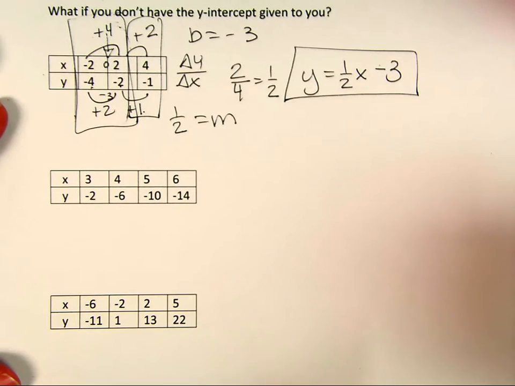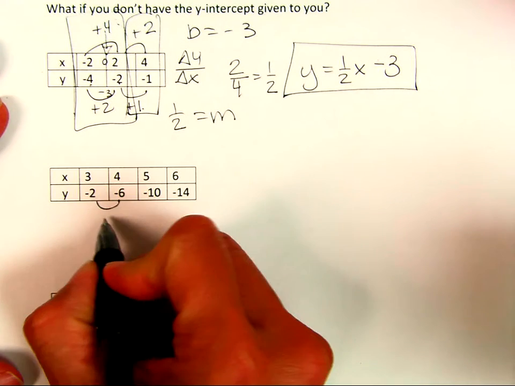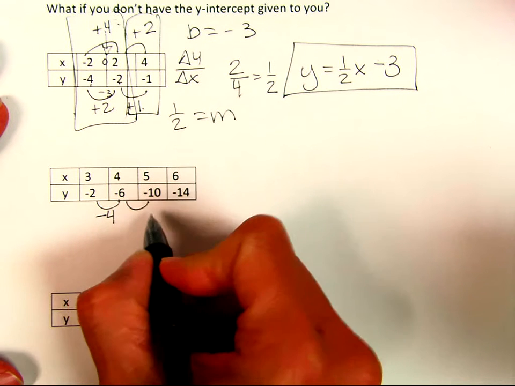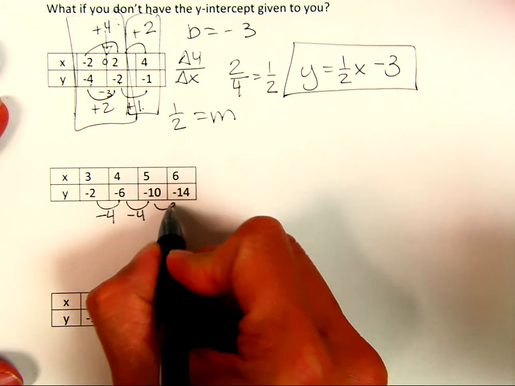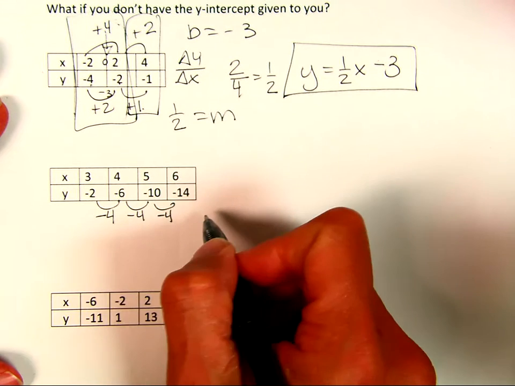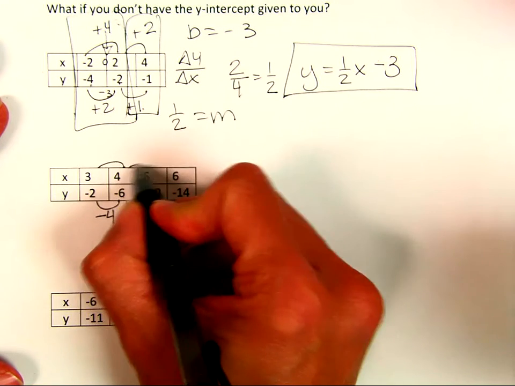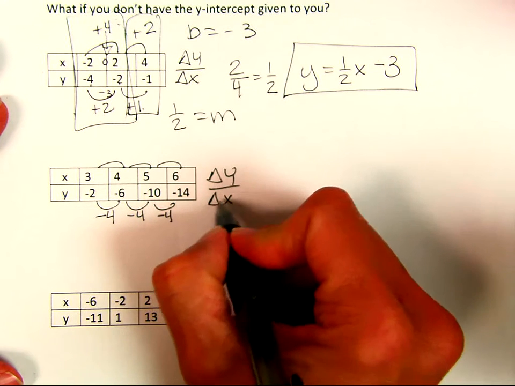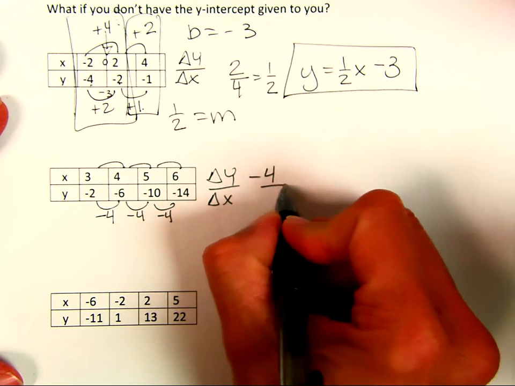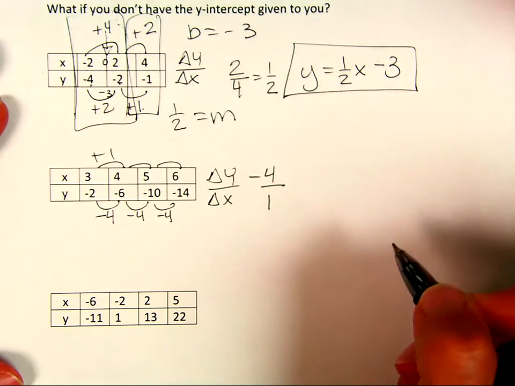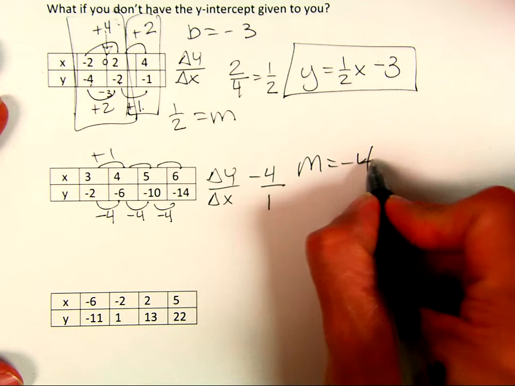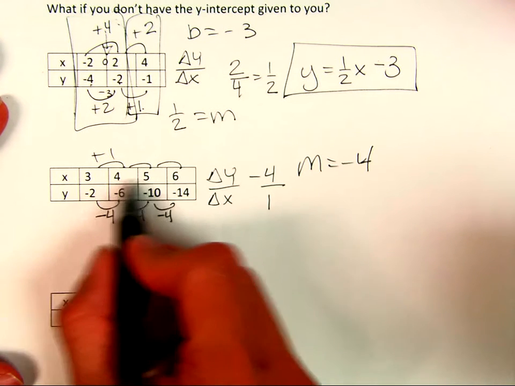This time I'm just going to look for the slope first. So here I go. What would I do to get from -2 to -6? I would subtract 4. What would I do here? I would subtract 4 and subtract 4. Oh, that's nice. They're all the same, right? So here I'm going up 1 each time. So my change in y over my change in x is -4 over 1, because here is a +1. Now I know my slope is -4, which is nice because where would my y-intercept be?